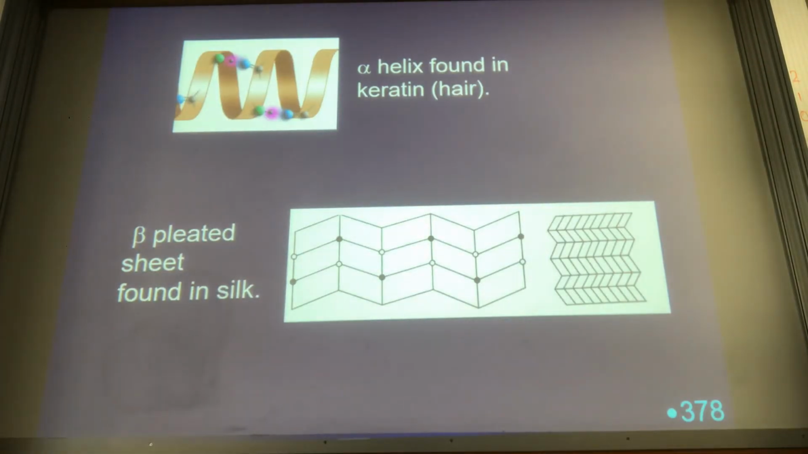So the classic alpha helix of keratin found in hair, beta pleated sheet in silk, etc. So in chemistry, we emphasise the hydrogen bonding between the C double bond O and the NH, the repeating patterns of those.